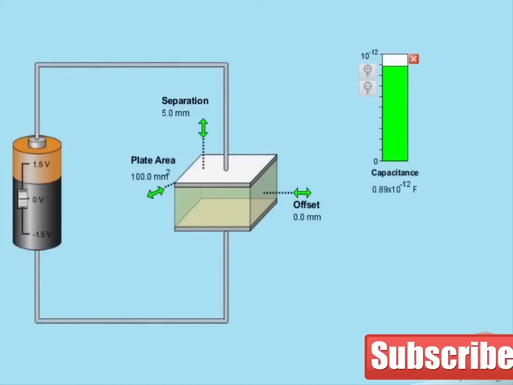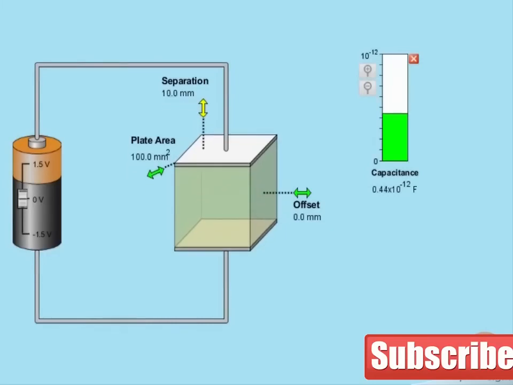The capacitance of the capacitor is determined by a number of things. One is the plate area, the other is the separation between the plates, and the other is the dielectric in between the two plates. We can vary the capacitance by changing the separation, the plate area, or the dielectric. Let's increase the separation and see what happens. Capacitance goes down with increased separation.